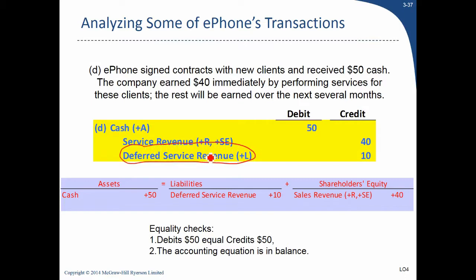Notice how we recognize the liability, right? Notice here how the service revenue is being shown as plus R plus SE. That's because R is a part of SE, right? Revenue is part of shareholders' equity.